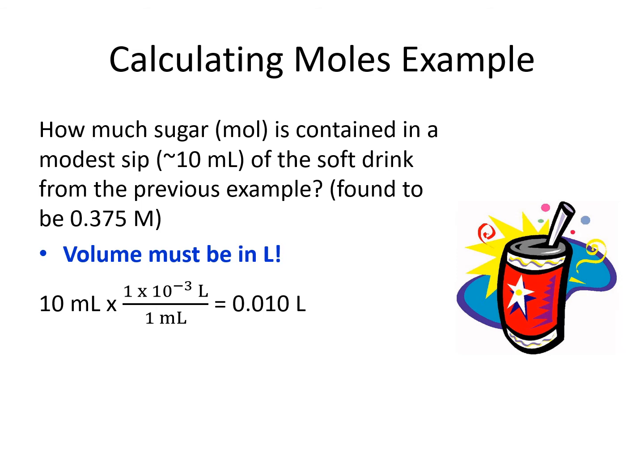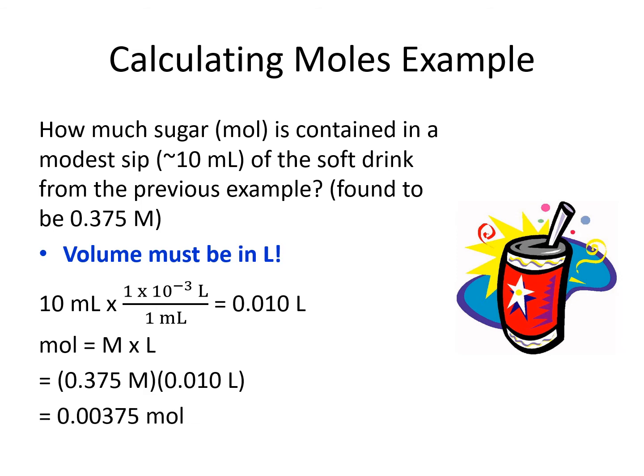So now we have a molarity and we have a liters, which means we can solve for moles. So we use our third rearrangement of the equation, moles equals molarity times liters. So we multiply our 0.375 molar times our 0.010 liters, and that gives us 0.00375 moles of sugar are found in that 10 milliliter sip of that particular soft drink.